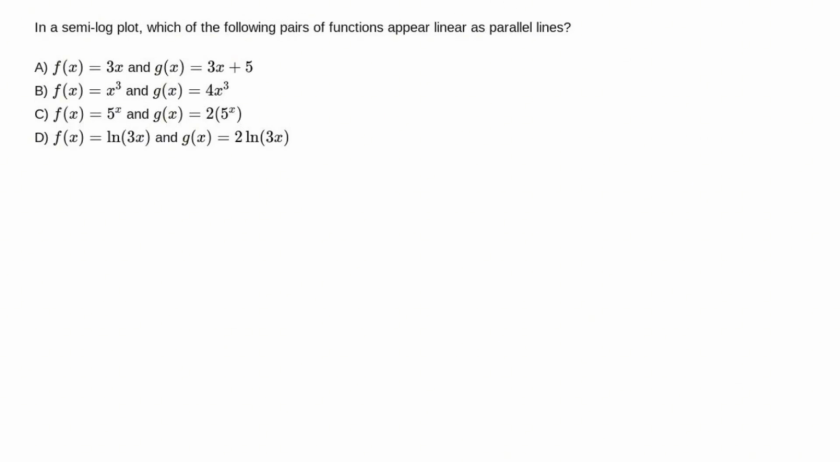In a semi-log plot, which of the following pairs of functions appear linear as parallel lines? Well, when you're looking at semi-log plots, anything that's exponential, anything in the form a times b to the x, will appear as straight lines. Again, anything exponential that has the same base is going to appear as a straight line. Anything that's not exponential is not going to appear as a straight line. It's going to be distorted. That's what semi-log plots do.